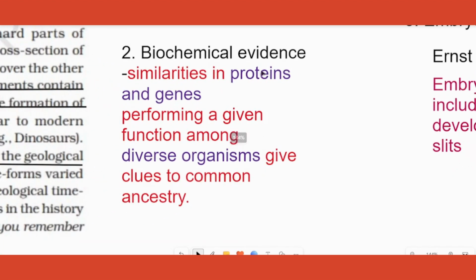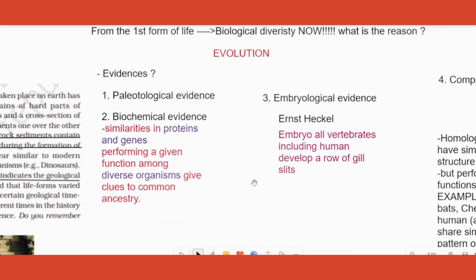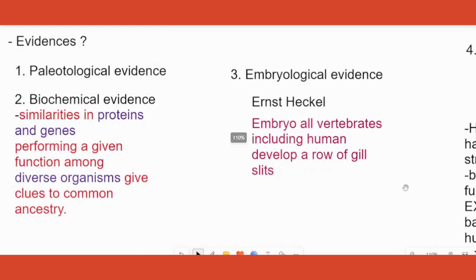That is what this statement says: similarities in proteins and genes, having the same kind of functions in diverse organisms. The example I give here is human as well as fish. Two different organisms, but the same protein is found because probably we have the same ancestor.